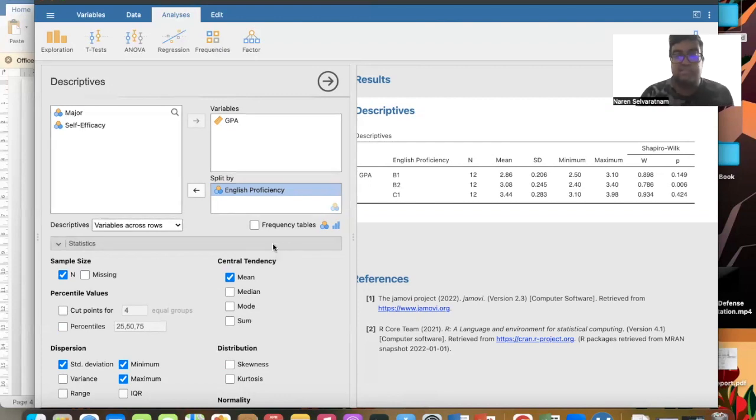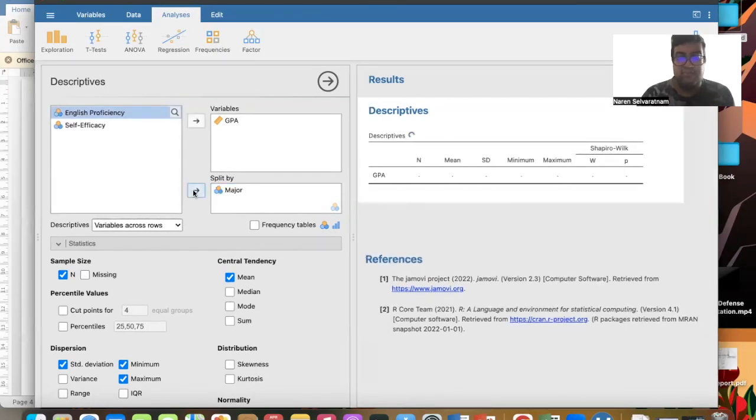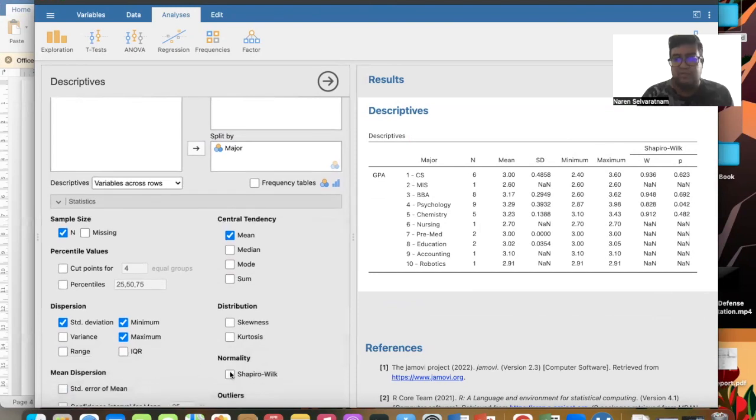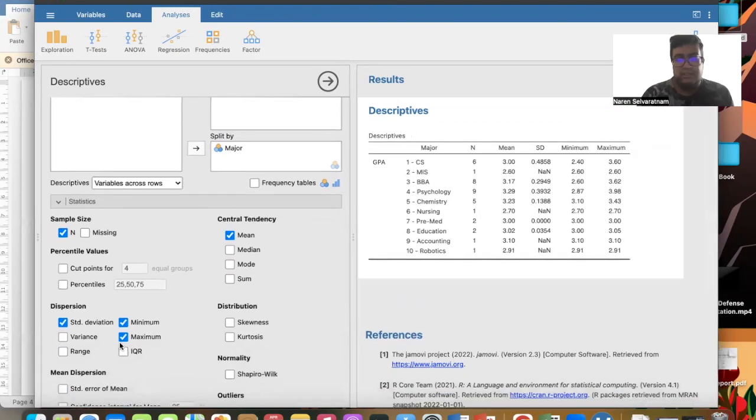Okay, now that's the English proficiency. I'm going to get that out as well. You can actually do the study by major. If you get now, I think for some we don't have adequate data. That's why this doesn't generate. But if you remove this Shapiro-Wilk, we don't need that. If you just focus on the standard deviation, because this is just one individual, one MIS, one accounting and robotics, of course you can't generate a standard deviation for that.